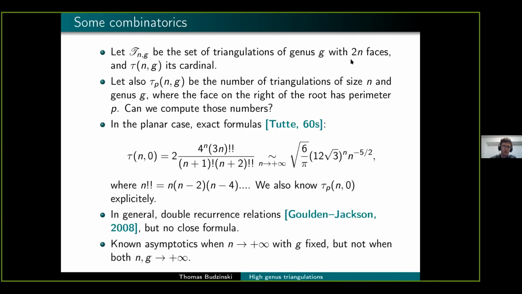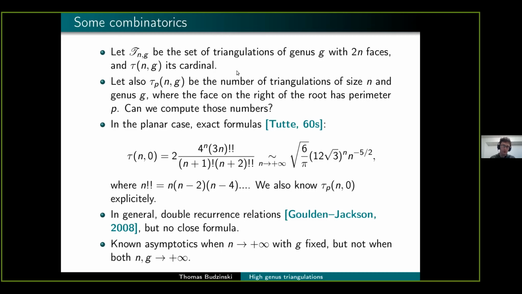All right, so let's consider the set of triangulations with a fixed size and genus. So let's say 2n faces. Of course, I need the number of faces to be even if I want an even number of sides to glue them 2 by 2. So we can consider the set of triangulations with a fixed genus g and size n, and denote by tau of n, g its cardinal.